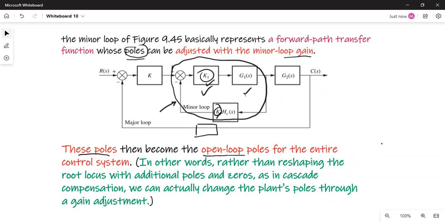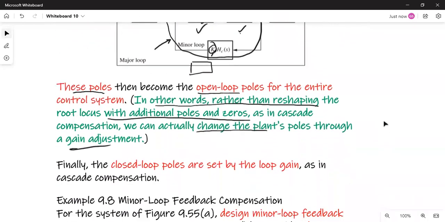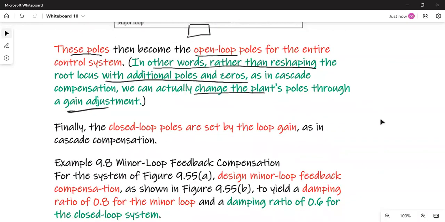transfer function. So this is what I've been trying to explain here. In other words, rather than reshaping the root locus with an additional pole at 0, we are not introducing any pole at 0. That was the case in the cascade. We are trying to just change the gain of the one loop. Using that, we're changing the poles, only by the adjustment of the gain. Okay, so this is what we are trying to do. And finally, the closed loop poles are set as open loop poles, and then you just apply the cascade one.